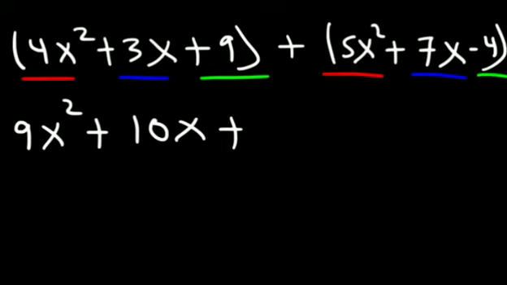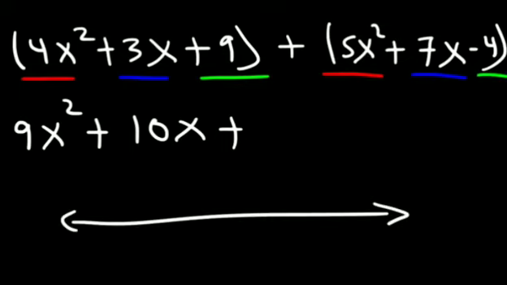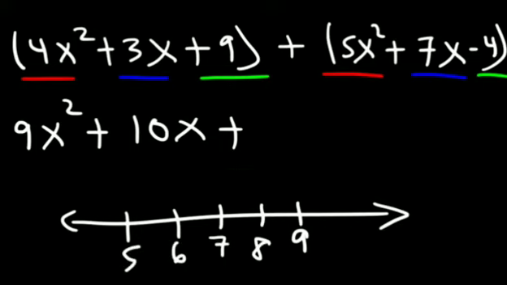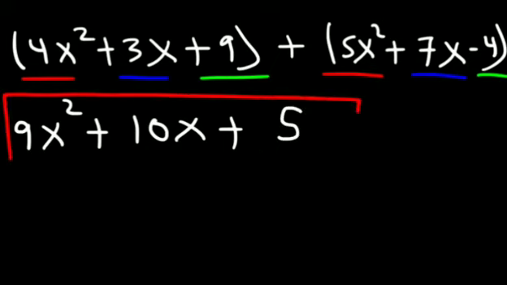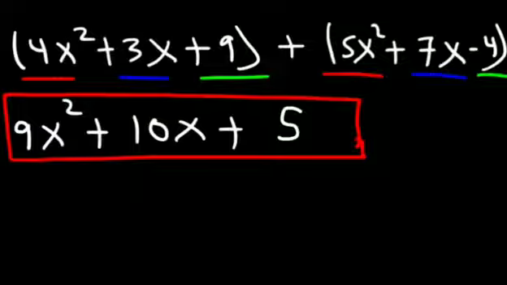9 plus negative 4, if we use, let's say, a number line, let's start with 9. So we're subtracting 4 from 9. We need to travel 4 units to the left. And so this will be 8, 7, 6, 5. So 9 minus 4 is positive 5. And therefore, this is our answer, 9x squared plus 10x plus 5.